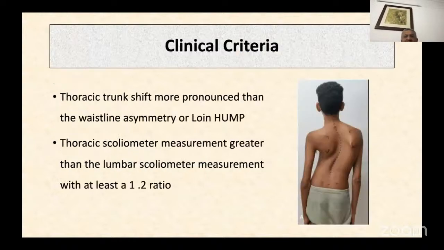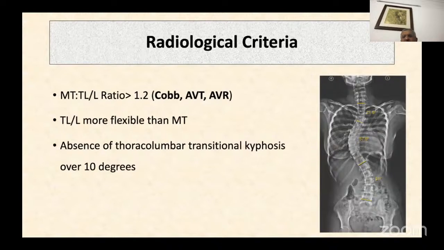Coming to the clinical criteria, you look at the prominence of the rib hump corresponding to the lumbar hump. You use a goniometer, and if the ratio is at least 1.2, that is, thoracic is greater than lumbar, then you may think of a selective thoracic fusion. We all know the radiological criteria put forward by Lenke et al. The ratio of the main thoracic to thoracolumbar curve, if it's greater than 1.2, you can do a selective thoracic fusion. It is in terms of the Cobb angle, apical vertebral translation, and apical vertebral rotation.